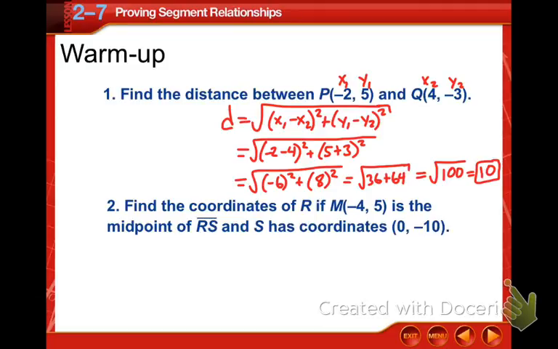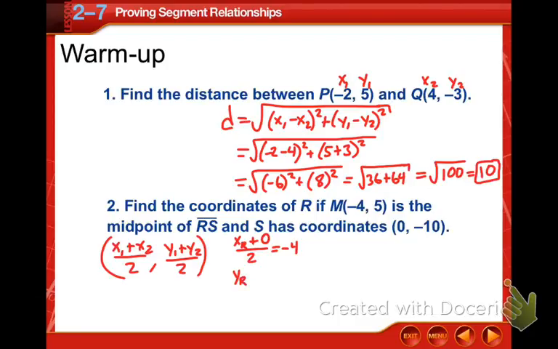On the next one, we are given the coordinates of our midpoint and one of our endpoints. We want to find where the other endpoint is. So we need to do x and y individually. We know the midpoint formula has (x1 plus x2) over 2 and (y1 plus y2) over 2. We don't know what x1 is because that's R. So we're going to look for xR plus the x for S, which is 0, over 2, and this needs to equal the x for our midpoint, which is -4.